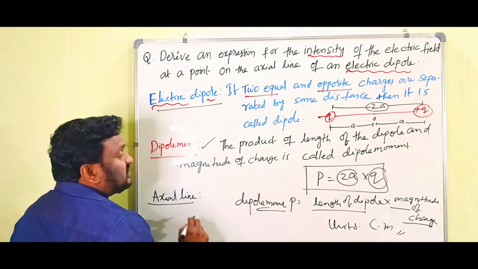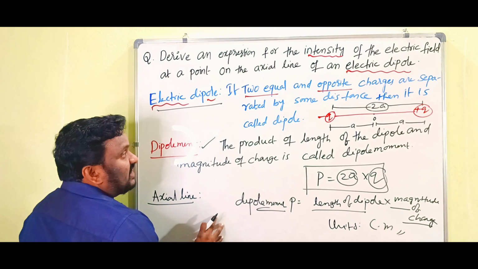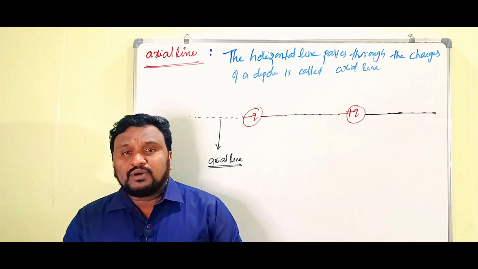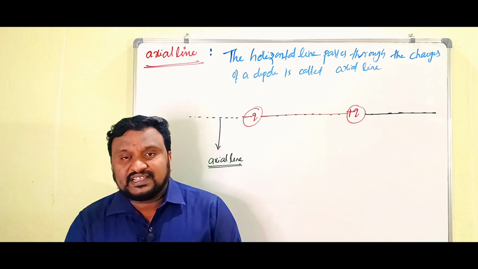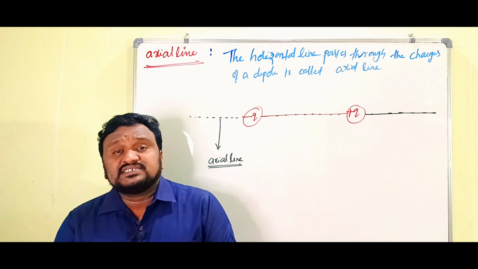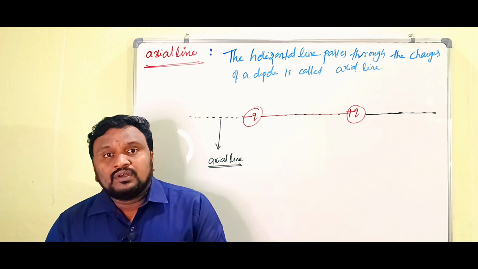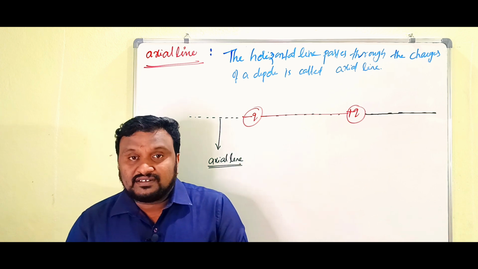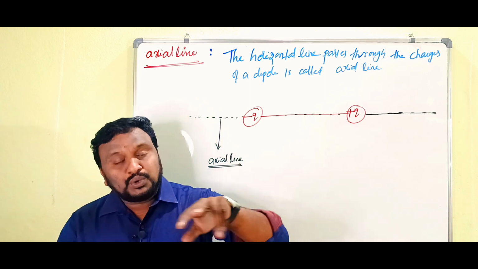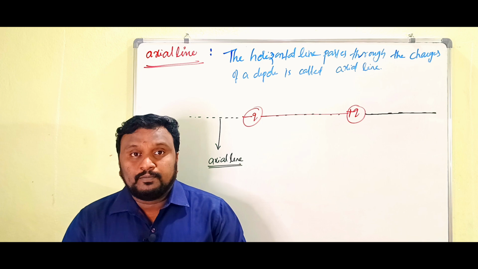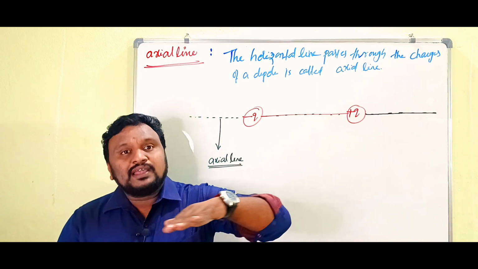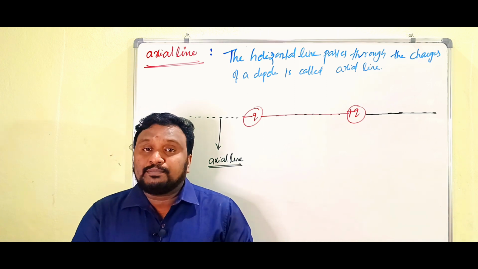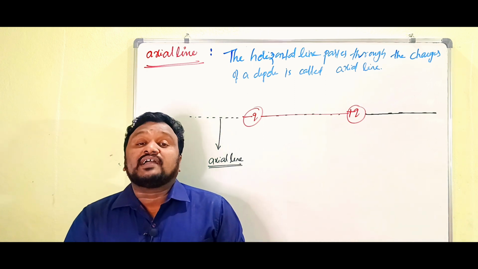The next thing, children, is the axial line. In a 4 marks answer, 1 mark is awarded for the definition of the axial line. What is the axial line of a dipole? An imaginary horizontal line that passes through the two charges of a dipole is called an axial line.